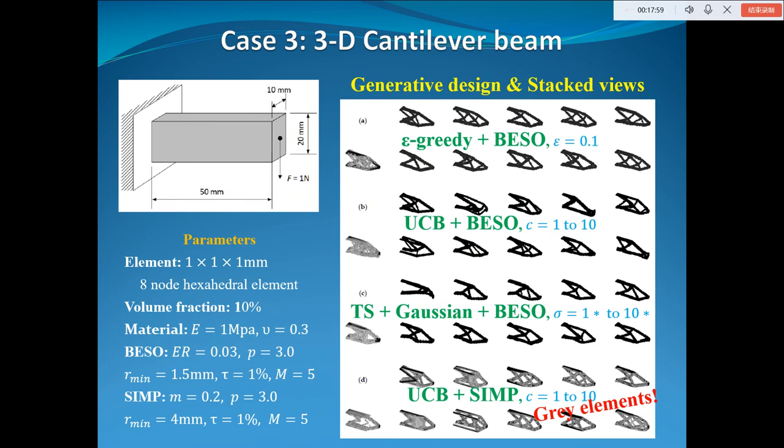This is a 3D cantilever beam. We don't use the beta distribution here because it has been proven to have the same effect as the Gaussian distribution before. Compared with BSO, we can see that gray elements exist in SIMP, especially when the volume fraction is low. And the IDS also diverges for this case, because this problem is very complex, so IDS can't work well.